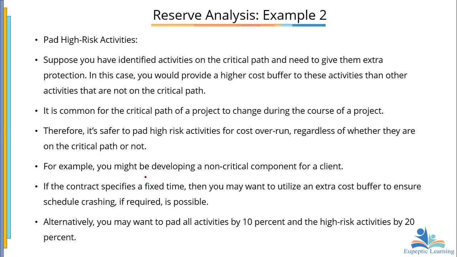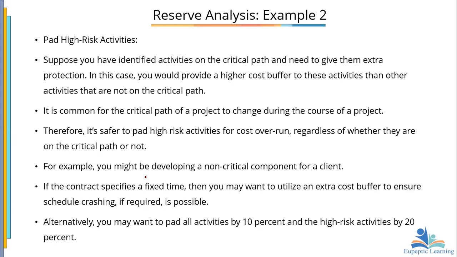As an example, you might be developing a non-critical component for a client. If the contract specifies a specific time, then you may want to utilize an extra cost buffer to ensure schedule crashing, if required, is possible. Remember, we talked about schedule compression techniques, fast tracking, and then what? Crashing. So crashing, I said, is when you are adding more resources, and that leads to an increased cost. And so we want to make room for that, so that anytime we would want to do that, there's a buffer for it.